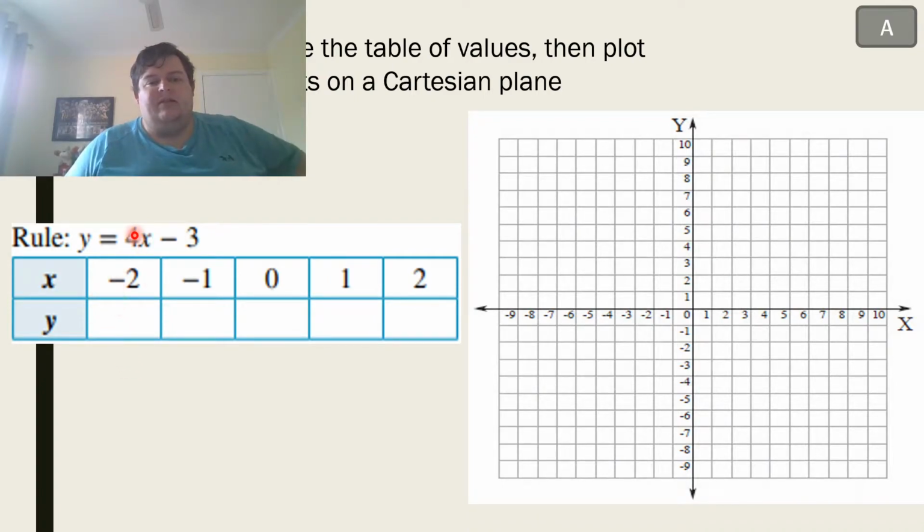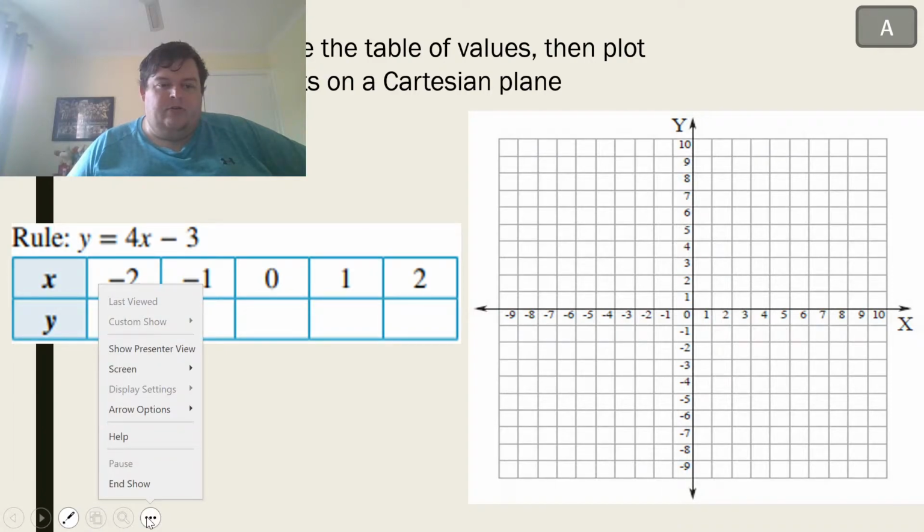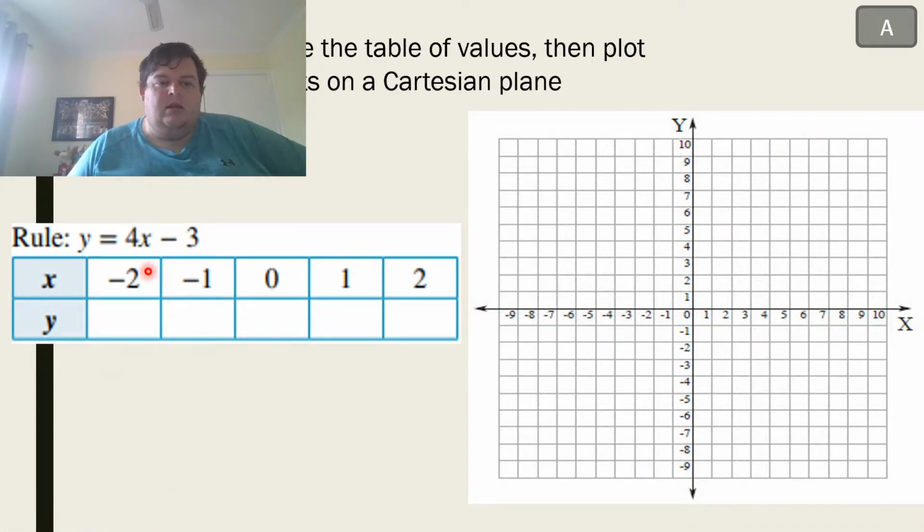What this essentially means is that at any point on this line where it's graphed, the value of y will always be equal to whatever the value of x is times 4 minus 3. So in this case, minus 2 times 4 would give you minus 8. If you take away 3, that would be negative 11.